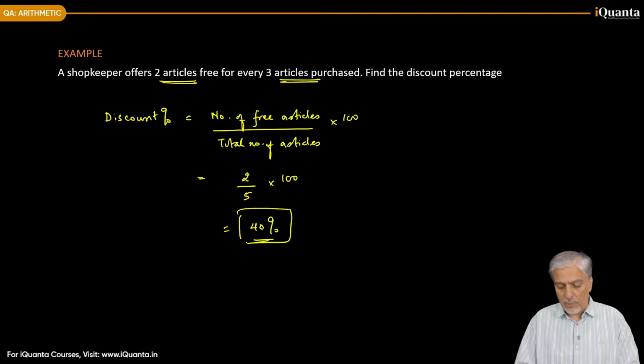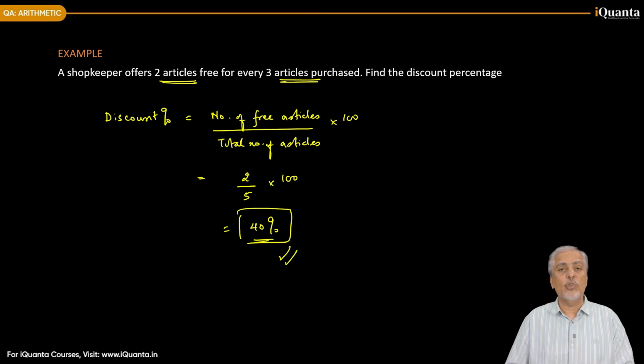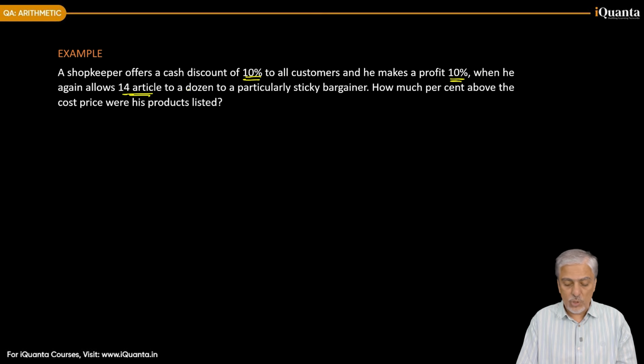Very, very important concept. Understand this concept really well. A shopkeeper offers 2 articles free when 3 are purchased. So 2 out of 5 becomes the discount percentage, and discount percentage is 40%. Okay. Let's have a look at the next question. The next question combines a couple of concepts. So pay attention very carefully to understand this. A shopkeeper offers a discount of 10% to all customers, and he makes a profit of 10% when he allows 14 articles to a dozen to a particularly sticky bargainer.